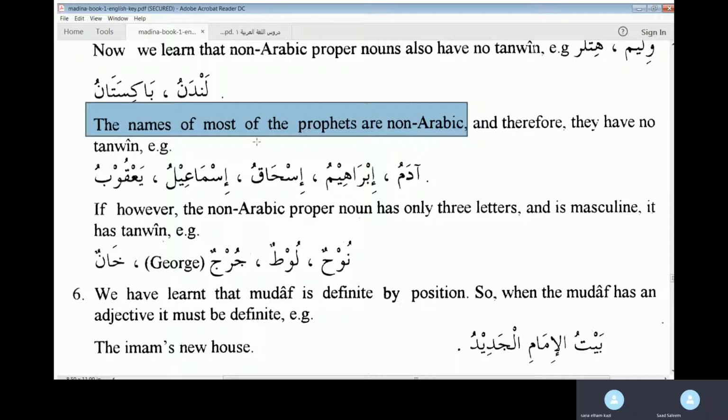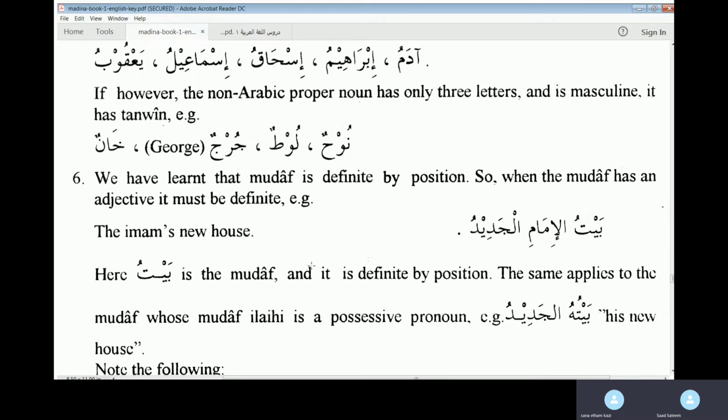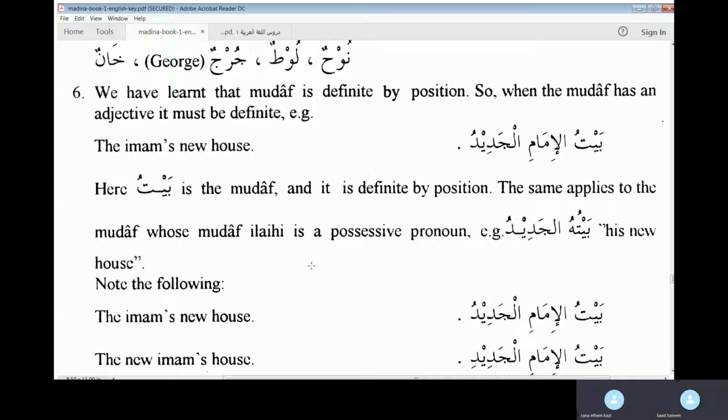We have learned that mudaf is definite by position. So when the mudaf has an adjective, it must be definite too. Example, baitul imami, baitul imamil jadidu. Baitu is mudaf and it is definite by position.